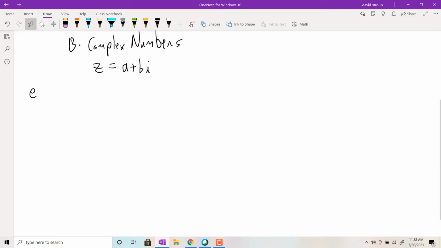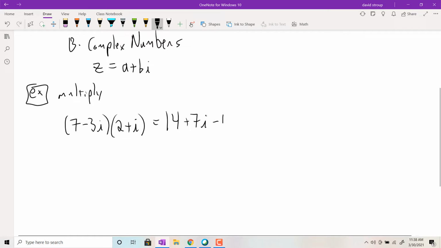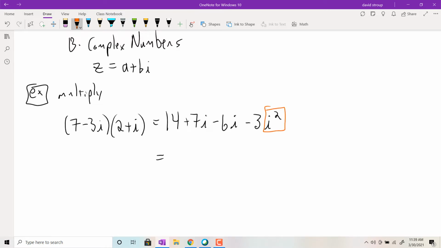Okay, so just an example of things that we did in the past: multiplication. So multiply these things. We had something like 7 minus 3i as one complex number times 2 plus i. The way to multiply these guys is just FOIL. So 7 times 2 is 14, the outer, plus 7i, the inner, minus 6i, and then last, minus 3i squared. We'll replace i squared with -1. That's from our definition.